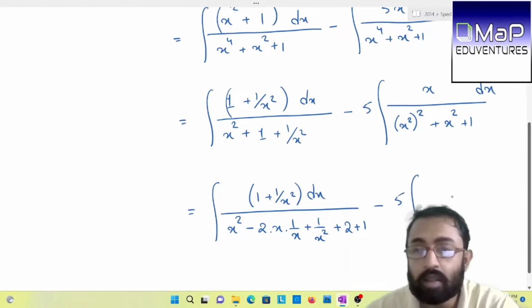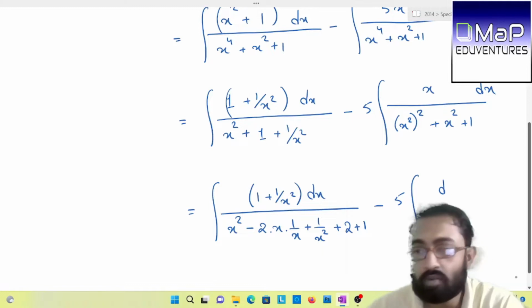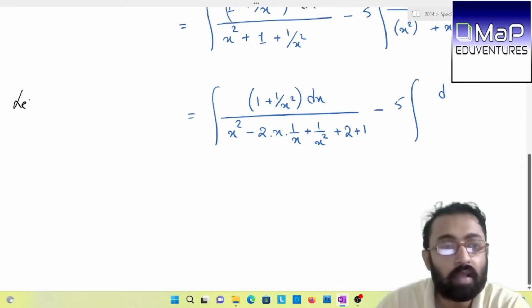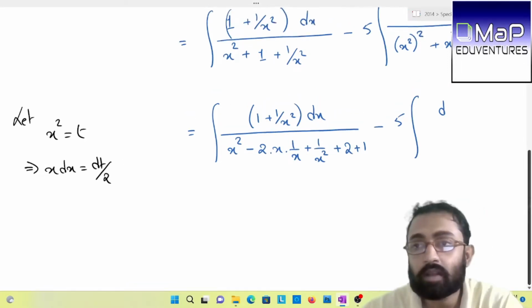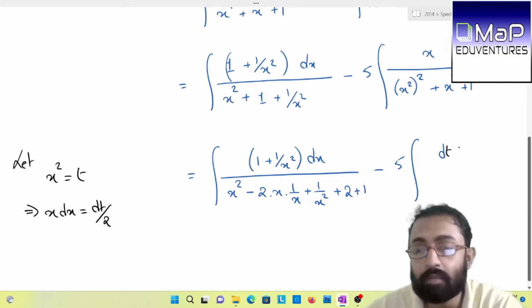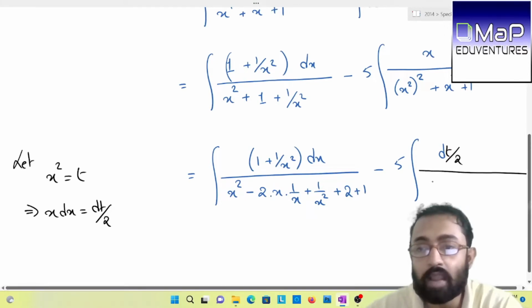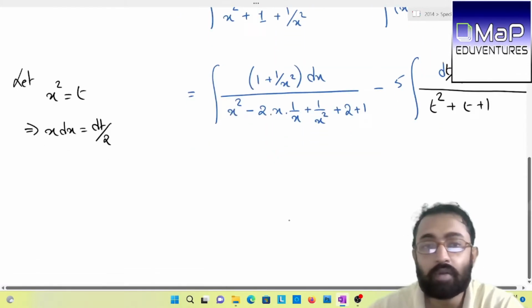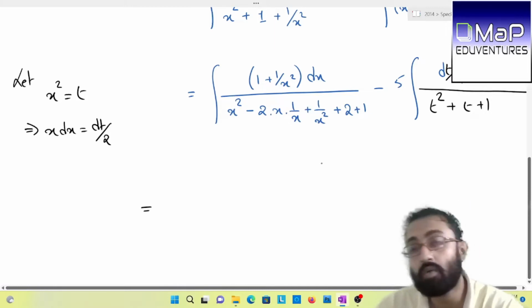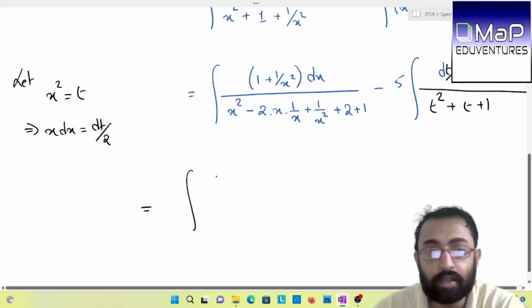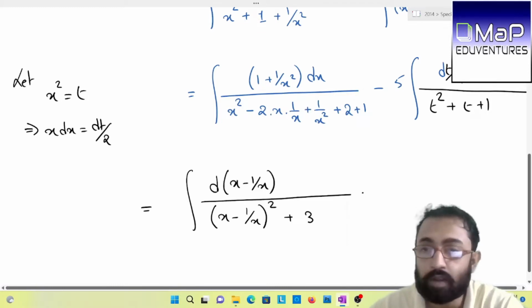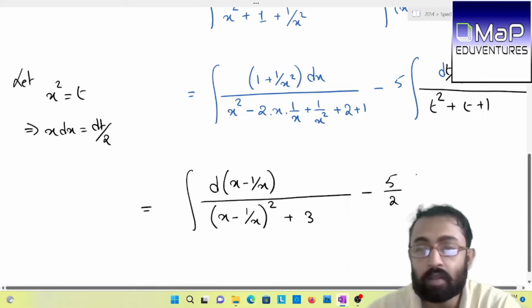In the second part, let me take x squared equals t, so that you don't have any confusion. So you are going to have x dx equals dt by 2. Now let me replace x dx by dt by 2, divided by t square plus t plus 1. As you can see here, we have moved to the form of 1 by quadratic. So for the integration, the denominator we know what it has to become.